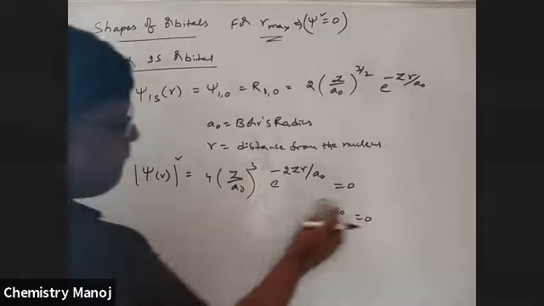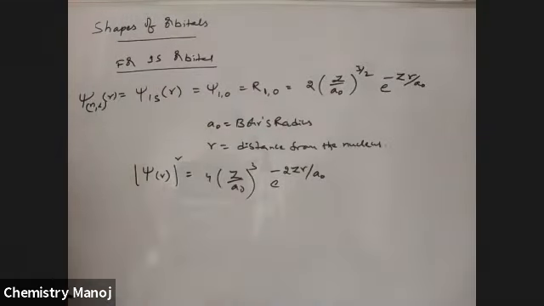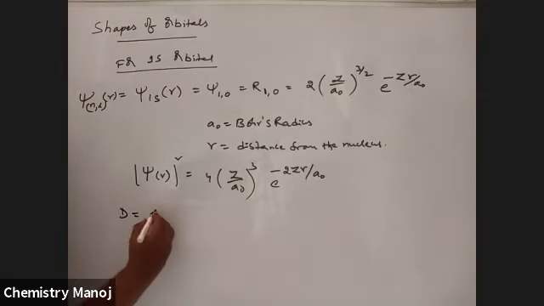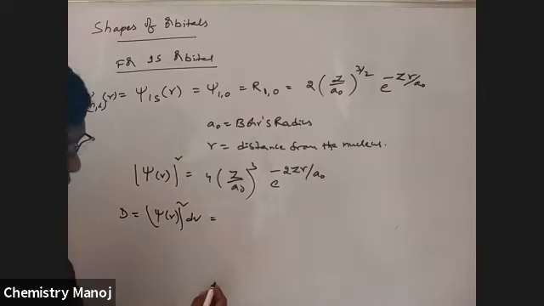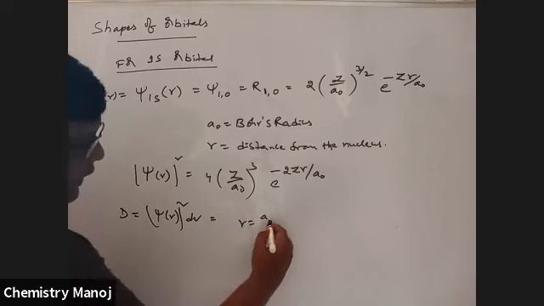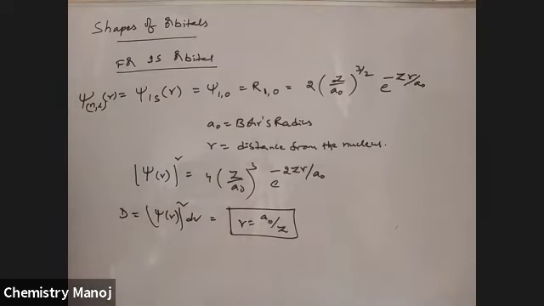So see here, the probability distribution curve. This is psi square. For a D function, psi square R dV. After the final calculation, we will get R is equal to a naught by Z. R is equal to a naught by Z. So psi square is there, and dV is 4 pi R square dr.